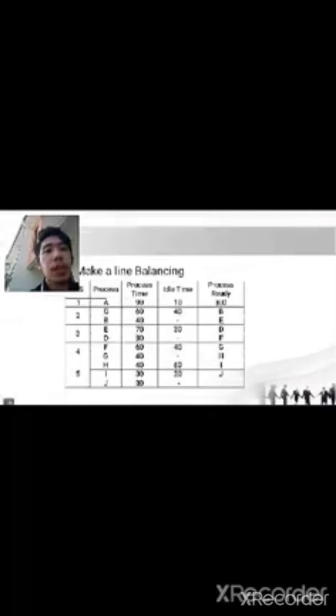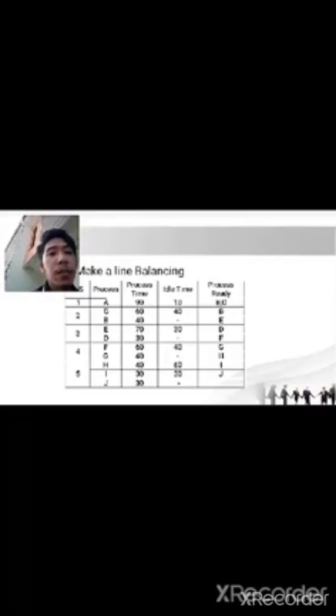We have E and D, same process. We need to look for the longer process time. So 100 minus 70, the idle time is 30, and we use the 30 to be subtracted to get the lesser idle time, or it will be 0 idle time. So the time will be used. So the process ready will be D and F.